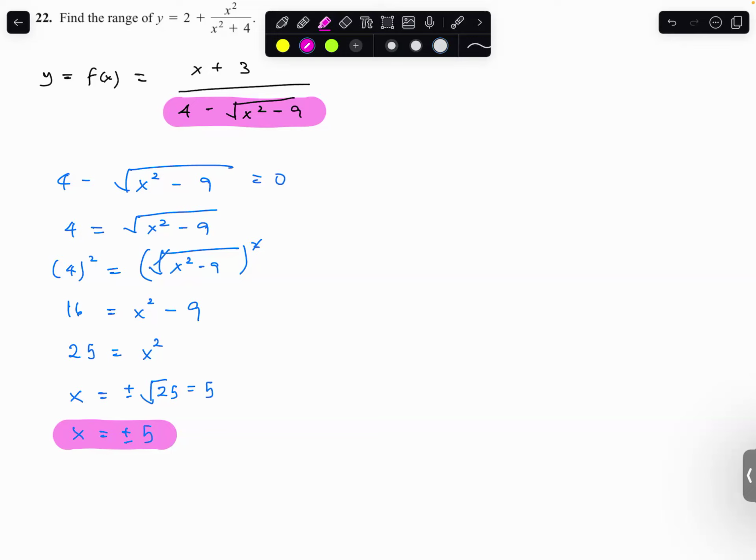All right. Now, the next thing we have to consider is the term under the square root. So we have, let me draw a line here, x squared minus 9, right? So we need a condition such that x squared minus 9 should always be greater than or equal to 0.